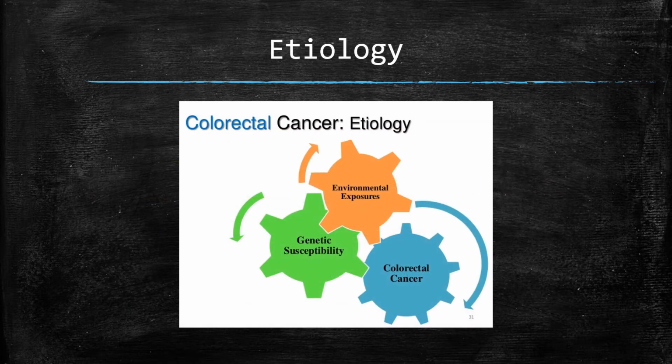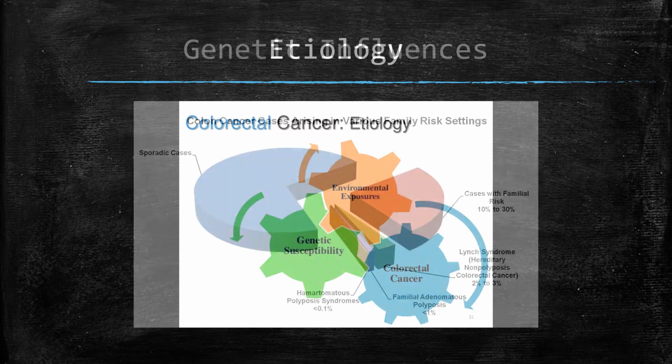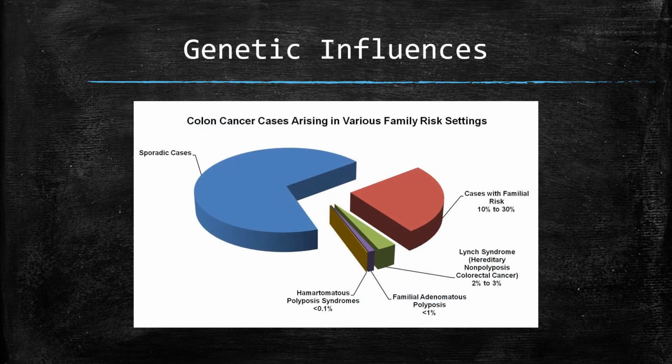Like all the cancers we've discussed so far, the etiology of colon cancer is based on a complex interrelationship between genetic susceptibility and environmental insults. Most colon cancer cases that we see are sporadic. They just happen with no clear reason why.